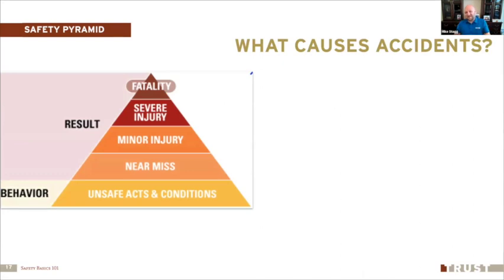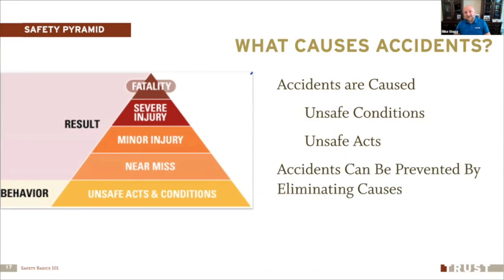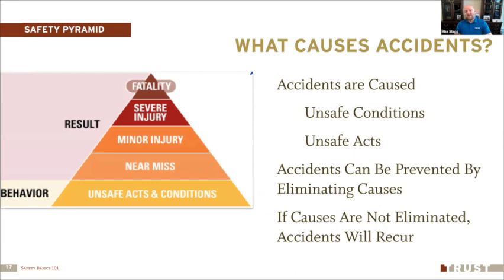Because what causes accidents? We talked a little bit about this. Accidents are caused by unsafe conditions and/or unsafe acts. Accidents can be prevented by eliminating these causes. If we eliminate unsafe conditions and unsafe acts, then we can eliminate the accidents. But if those causes are not eliminated, then those accidents will continue to occur. If there is an accident and an unsafe condition wasn't remedied or an unsafe act wasn't taken care of, then those accidents are going to keep happening on that piece of equipment or during that simple task. So we need to make sure that we eliminate these causes of accidents.